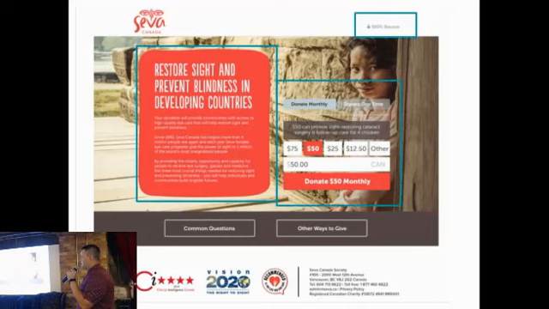We have one-time and monthly options with what $50 does, $25 does. I don't know if it's best to be right left like that. It might be better underneath. I'm not sure. And then this is how we handle the idea of other ways to give or common questions.